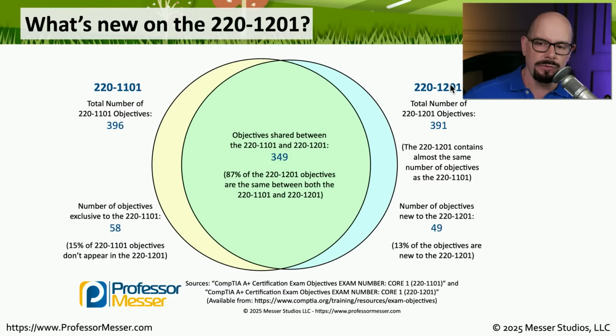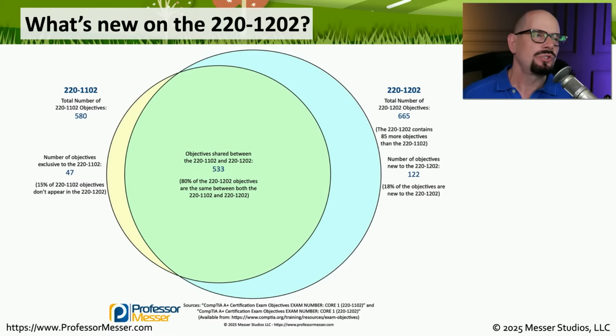Now, what about the 1202? What about the Core 2 exam? Sort of a similar story, but a little bit different. You can see that certainly the size of these circles has changed. The 1102 exam is 580 objectives. The 1202 exam, 665 objectives. So it's a little bit bigger. And as this image shows, that circle is a little bit bigger.